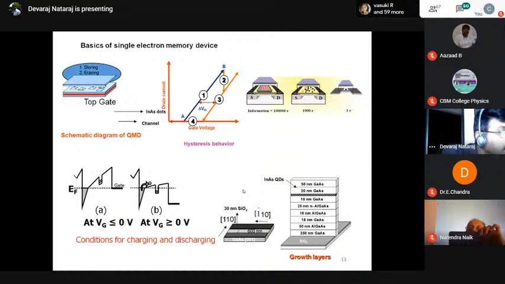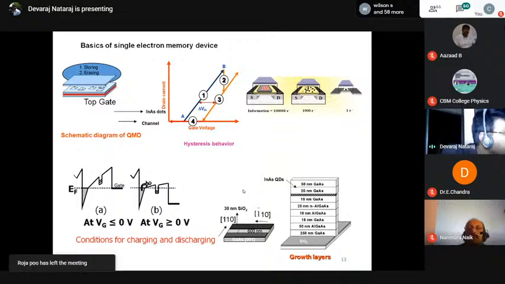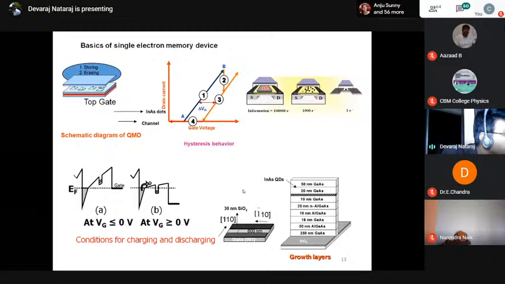Here, the logic is that we are going to represent a few electrons or single electrons as zeros and ones. Imagine that when you are able to represent single electrons as zeros and ones, how much data can you store? An infinite amount of data you can store in a small space. So I'm going to discuss the logic behind this single electron storage in these slides.